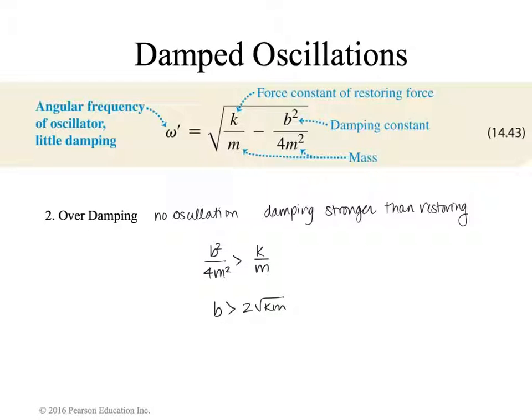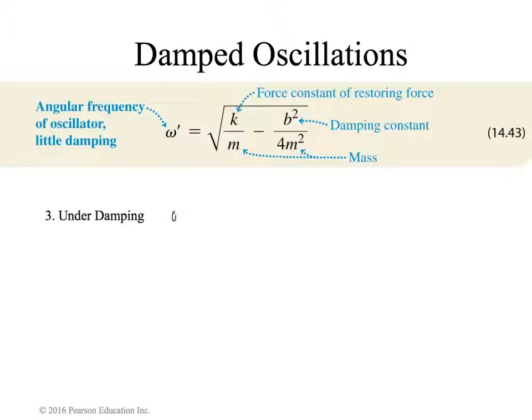But you also might notice that if b squared is greater than 4m squared, omega prime is going to be equal to the square root of a negative number. Omega prime is imaginary. But like I said, this is a situation where you're not going to have oscillations. We'll look at it in a moment, but the difference between critical damping and overdamping is that the system will come back to equilibrium without oscillating, but it'll do so more slowly because the damping is so strong. It brings it back to equilibrium very slowly.